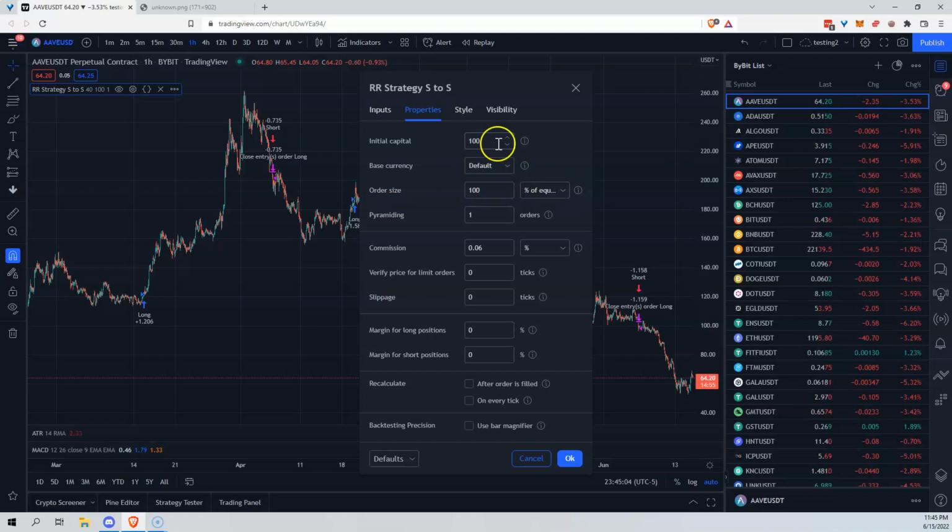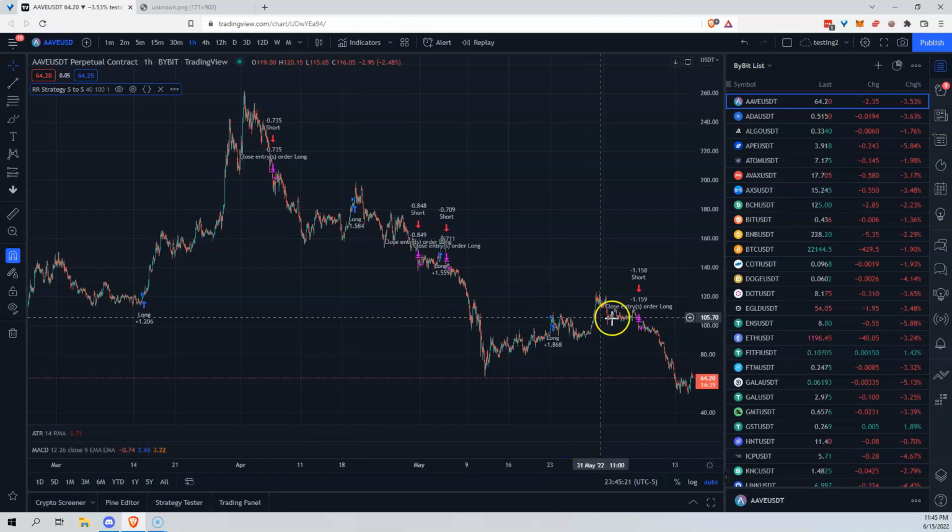Again, not the whole account, just this capital per coin. And we want to make sure we have our commission in there. This is the fee on Bybit, 0.06% taker fee. If we happen to get a maker order, then the fee is much lower, but we're going to go with the higher fee, which is 0.06%. We'll hit OK. And now I'm going to quickly walk through the results.